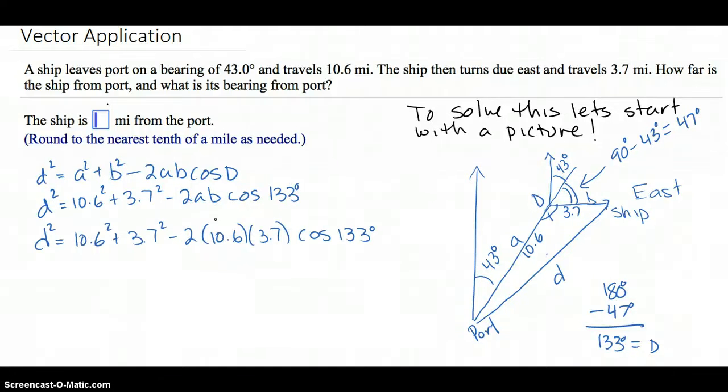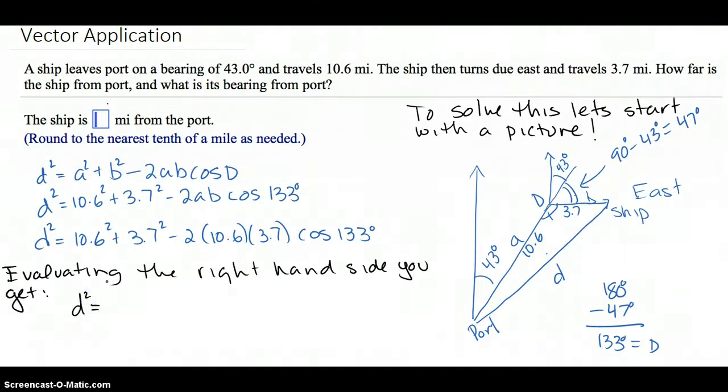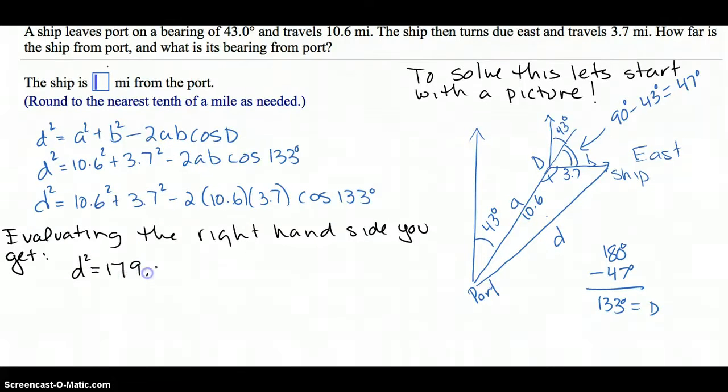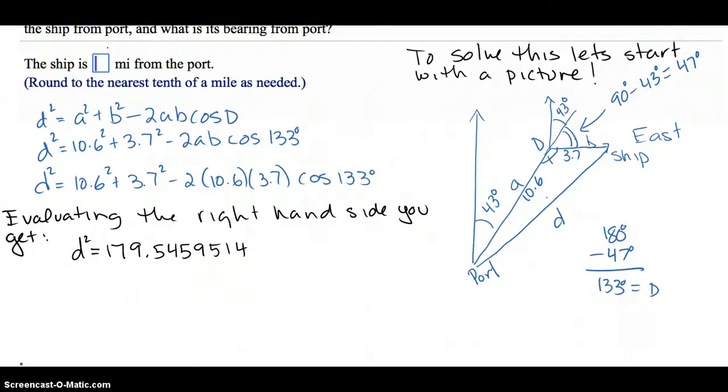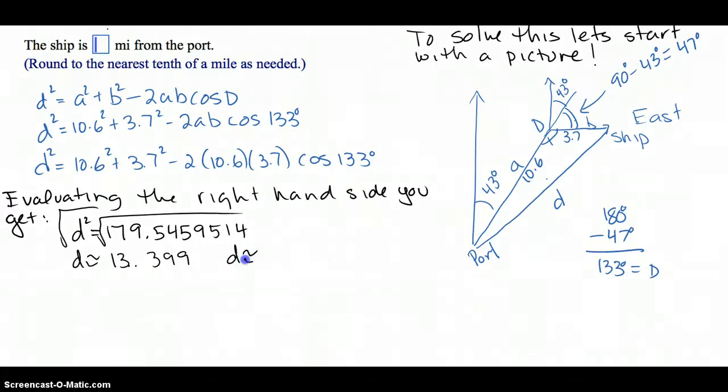I forgot to plug in for A or B, so A is 10.6, B is 3.7, so I'm going to evaluate the right-hand side. D squared equals 179.54, and it goes on. Best not to round to the end, so if we take the square root of both sides, we get D is equal to approximately 13. They asked us to round to the nearest tenth of a mile, so D is approximately 13.4 miles.